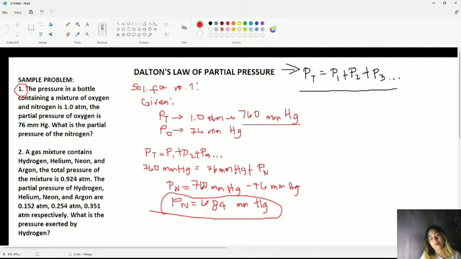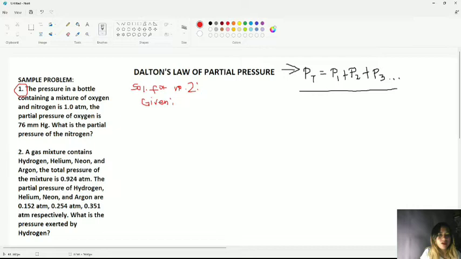Kasi, if ang hinahanap naman is total pressure, of course, i-add mo lang, for example lang ba, hindi given yung total pressure, i-add mo lang yung dalawa, si P sub O or partial pressure of oxygen and the partial pressure of nitrogen. So, okay na yung problem number 1. Proceed na tayo sa problem number 2. Natin yung mga given values.